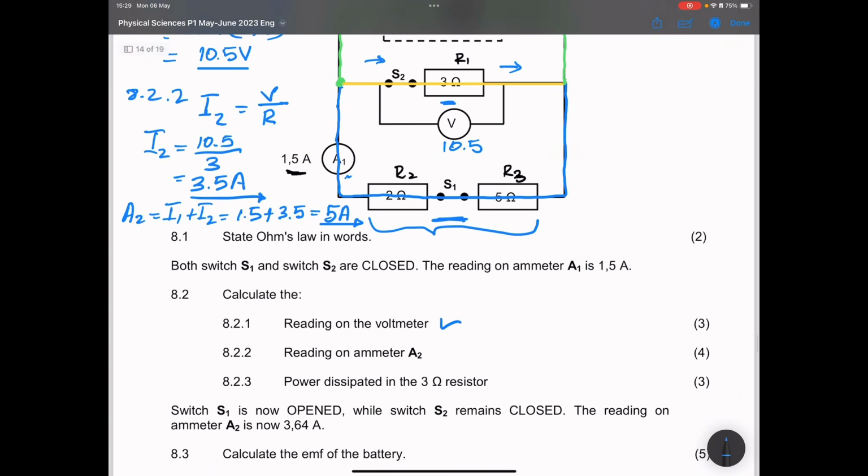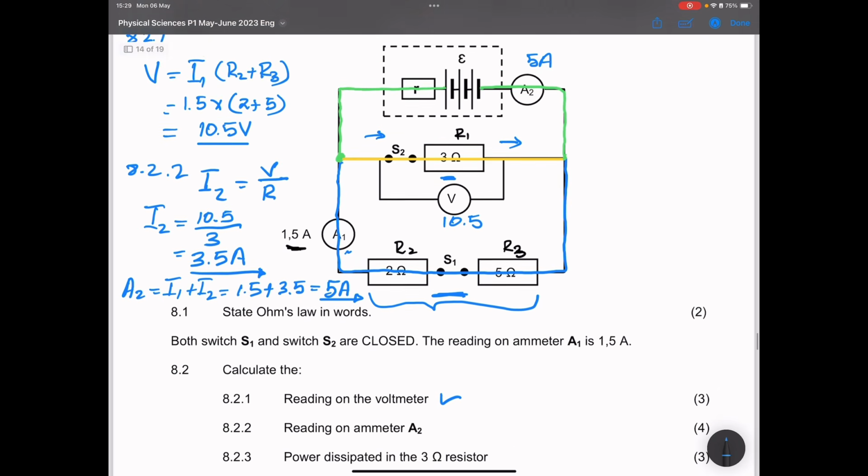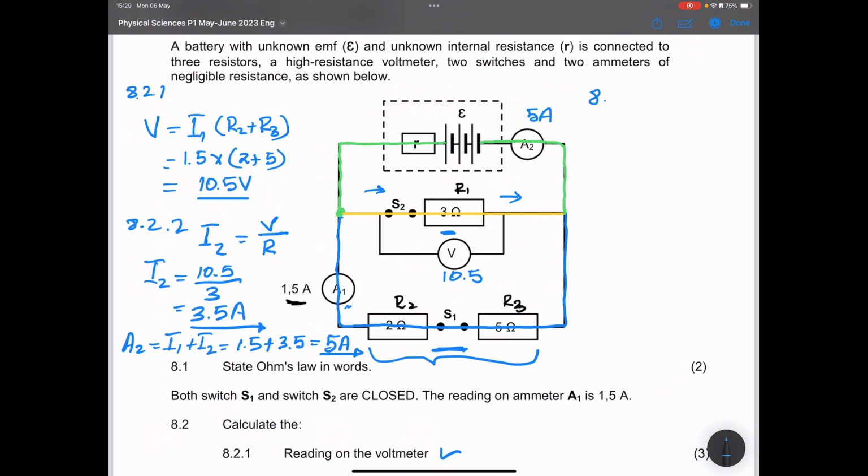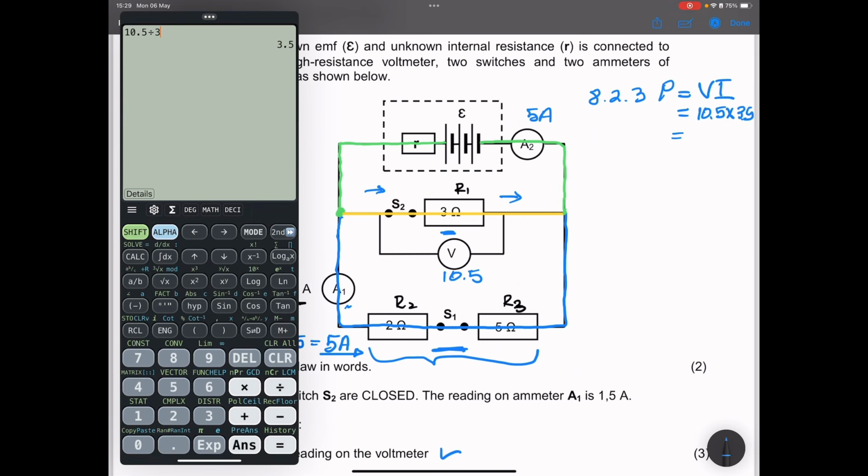They said calculate the power dissipated by the 3 ohm resistor. So remember, when I want to calculate the power, I've got the voltage and now I know the current, so I can use any of those. P is equal to V times I. You could have used I squared R, no problem there. So that would be 10.5 multiplied by the current, which we said is 3.5. That would give me 36.75.